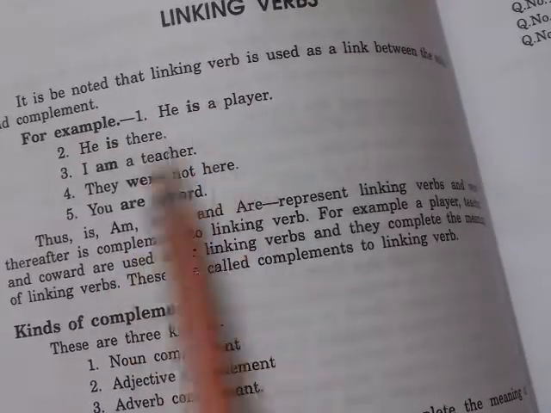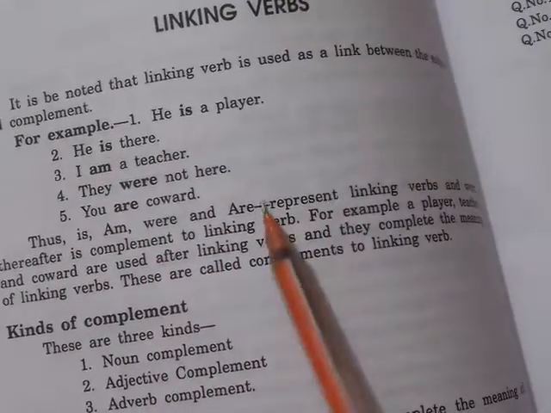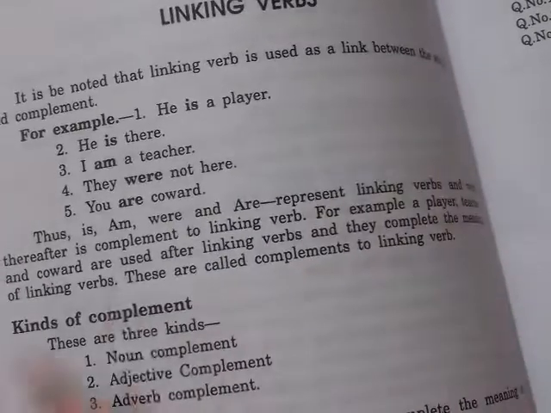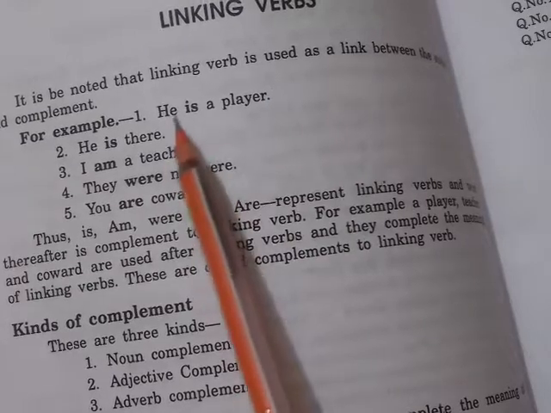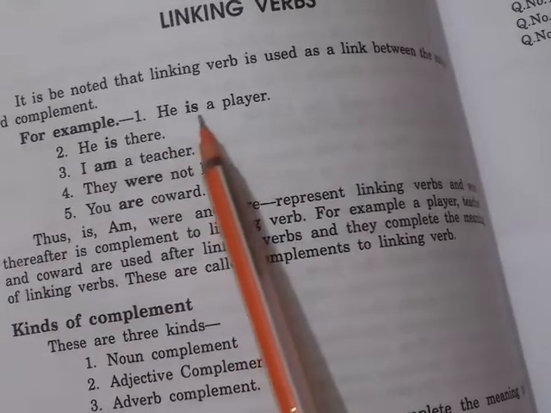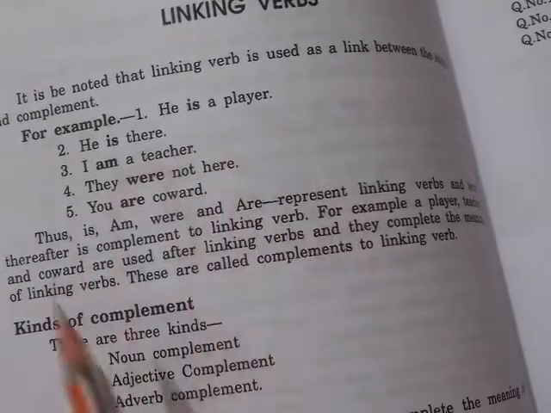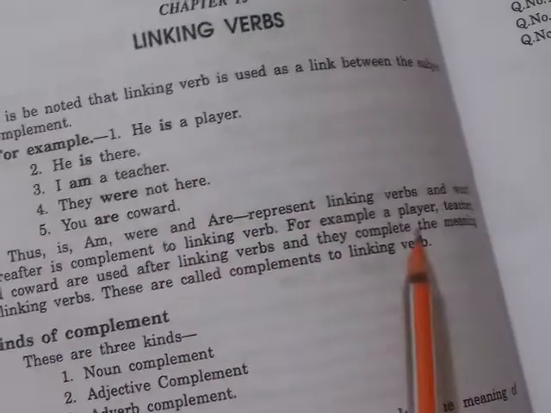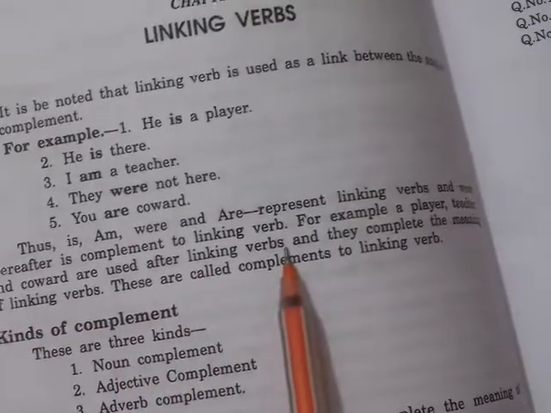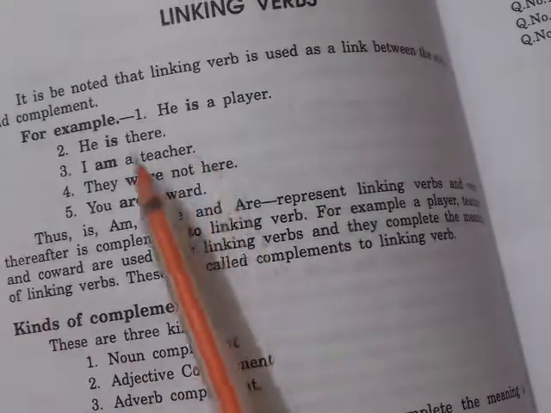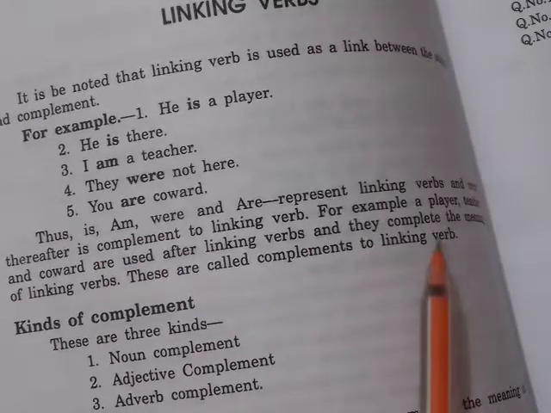So am, were, and are represent linking verbs, and the word thereafter is the complement to the linking verb. He is the subject, is is a linking verb, and player is a complement. For example, a player, teacher, and coward are used after linking verbs and they complete the meaning of linking verbs. So these are called complements to linking verbs.